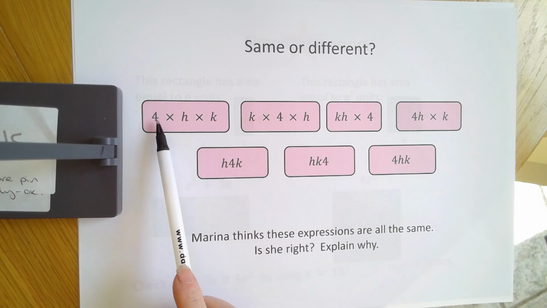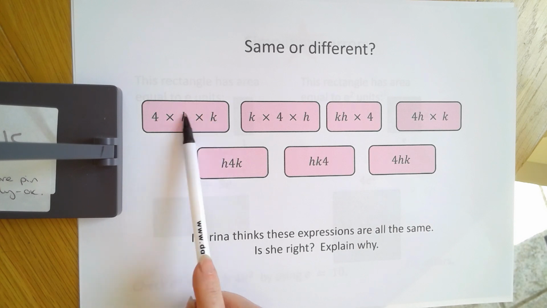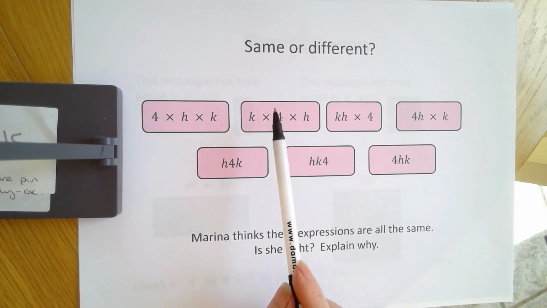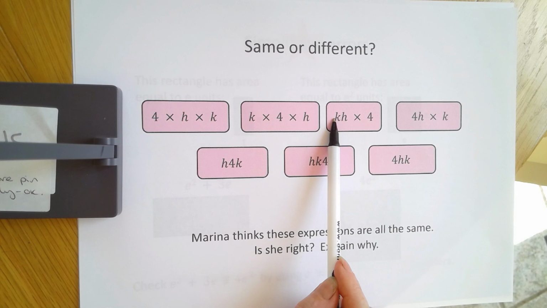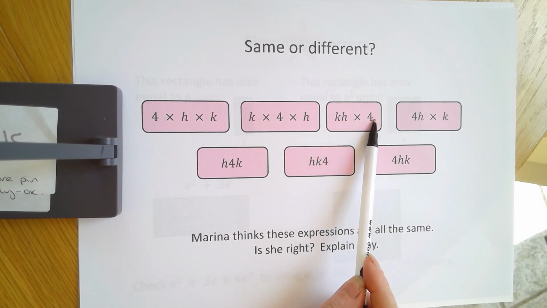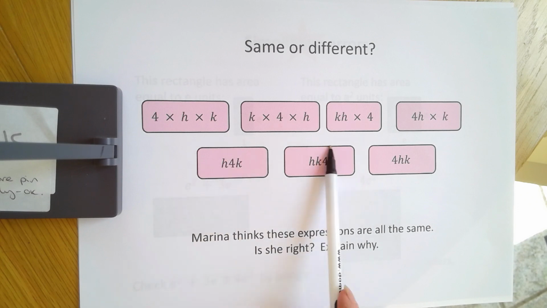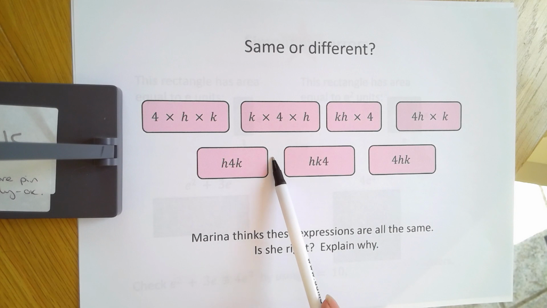We have got 4 times h times k. When we're multiplying, it is commutative, so the order doesn't matter. So k times 4 times h would be the same. K times h times 4 again is the same. 4 times h times k. Here again, we're multiplying all of them together. So they all actually mean the same thing.